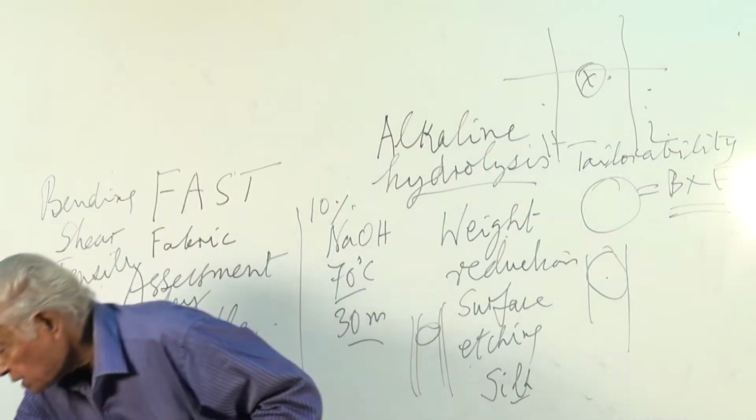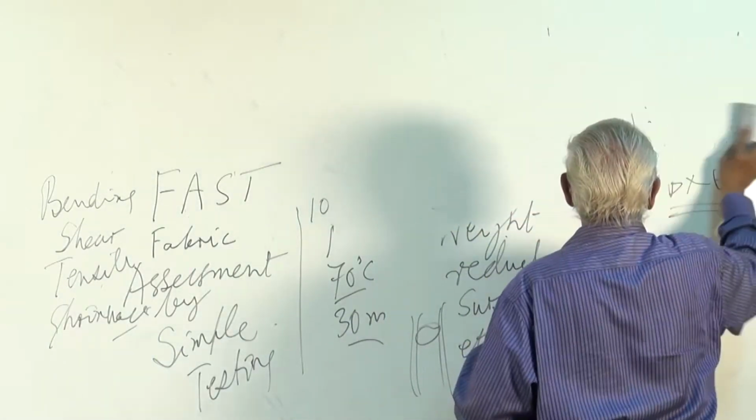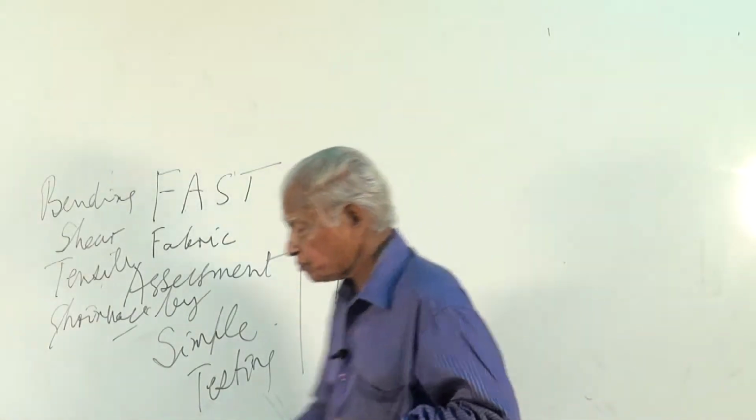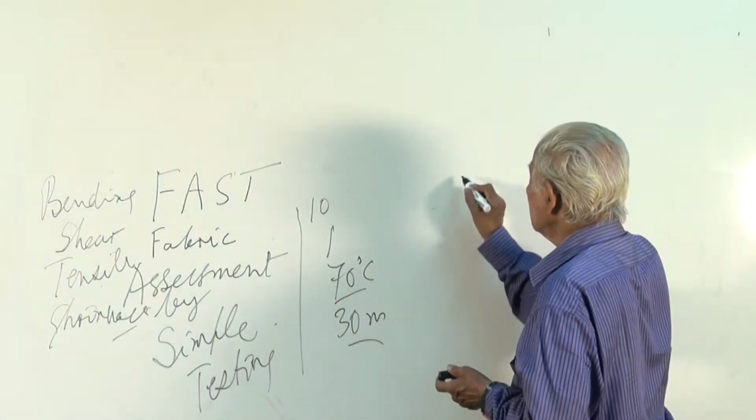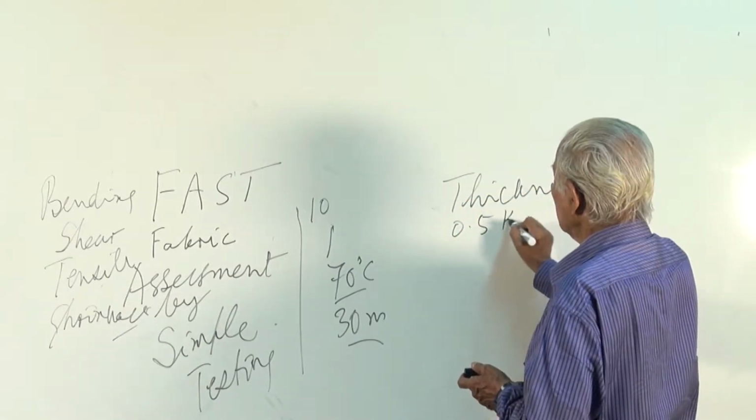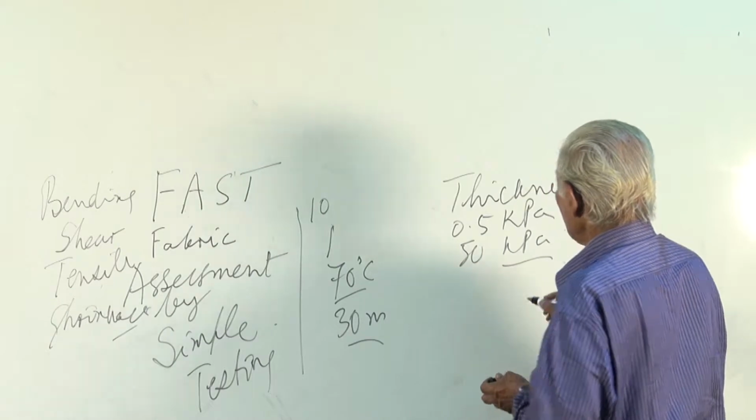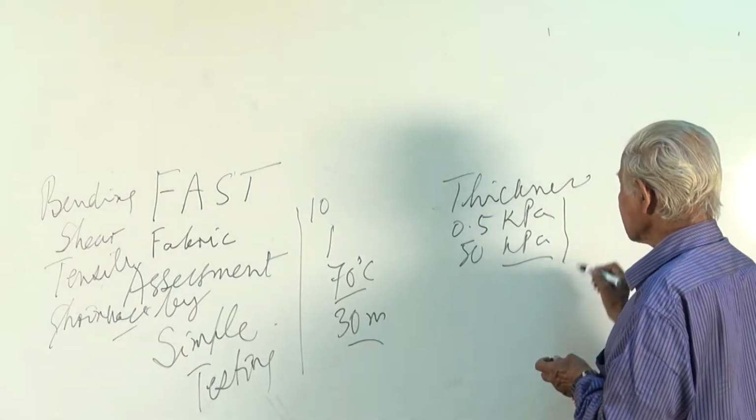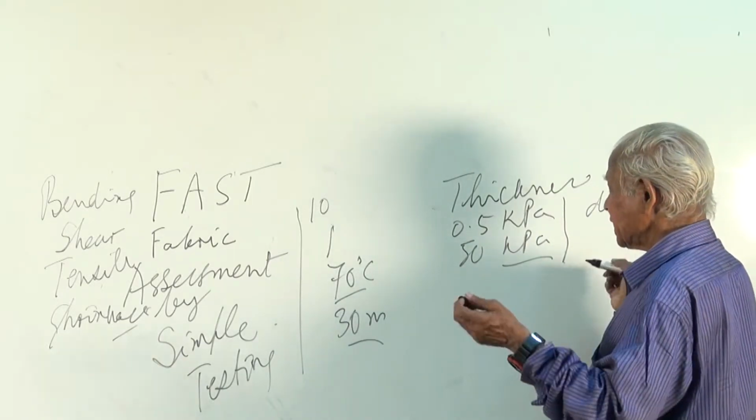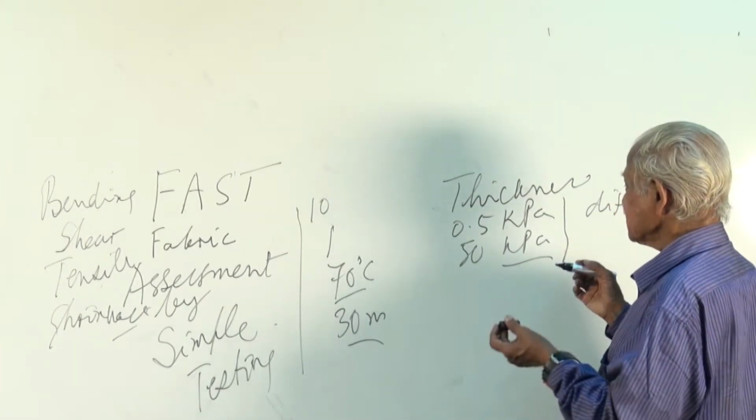And another use of this FAST system is to find out the stability of the finish. The thickness is measured at two pressures, 0.5 kPa, kilopascal, and 50 kPa. So a fabric is tested for its thickness at these two pressures, and the difference is taken as a measure of handle. If the difference is greater, it means that the handle is good. If the difference is smaller, there is no change in the handle. The handle is not that good.